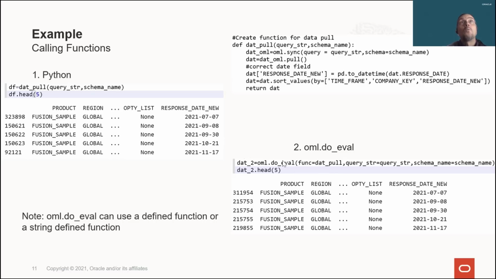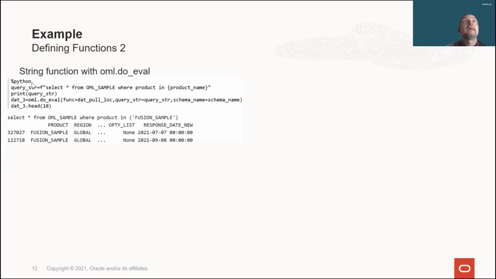Now, in addition, we can use do eval on a string defined function. And the way that looks is like this. Here's my query string, just a select statement. I'm going to run do eval, and it's going to use dat_pull_loc. Remember, 2 slides back, I saved that function as a string in dat_pull_loc. And so now it's calling it that way. The reality is you could just put that whole string here in the equals, that whole definition of the function. But that would be extremely messy. So it's nice to put the function name there, which is just a string. Here, now it's setting my query string equal to this query string, and I have my schema name, which is preset.